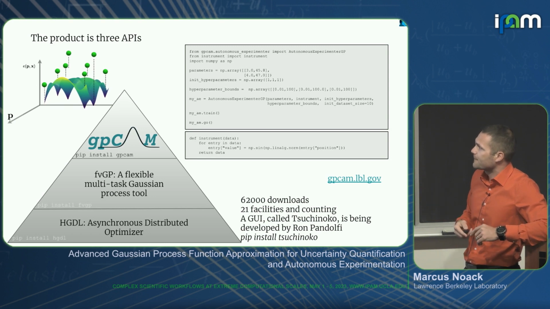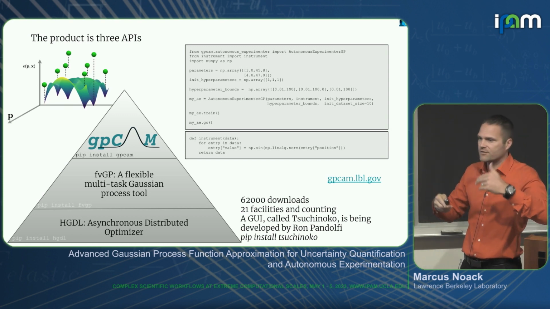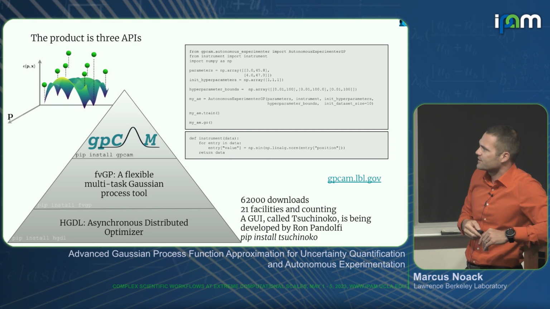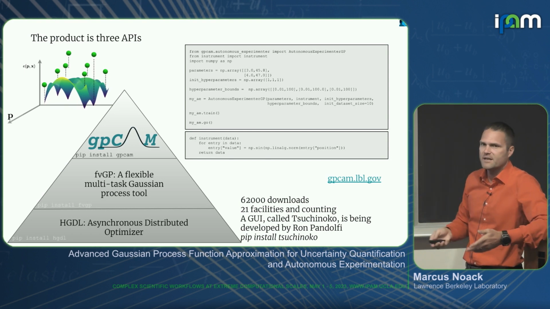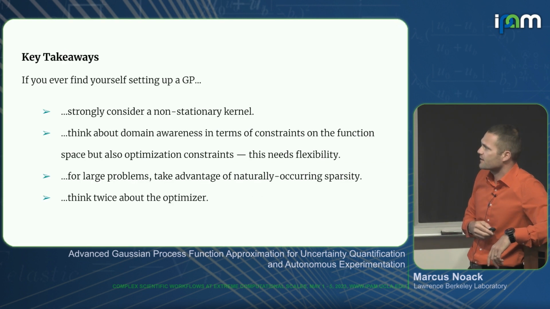GPCam.lvo.gov is the website, and you have a little bit of minimal code. This is kind of the minimal code you would have to write to start an autonomous experiment. So it's a fairly simple algorithm, but with almost unlimited customization options. All of the ones I spoke about for sure in this talk.